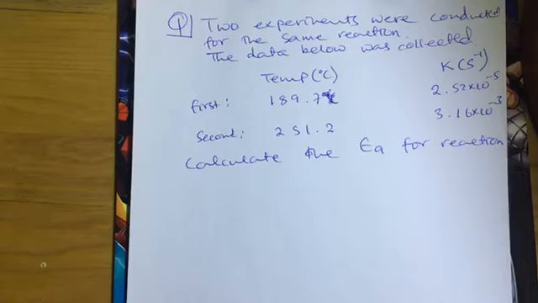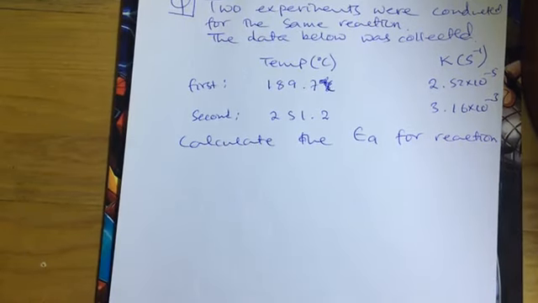Okay, you guys remember what activation energy is? You may be asked to derive: show that ln(k1/k2) is equal to EA over R, open brackets, 1 over T2 minus 1 over T1. So just quickly go through the derivation process.